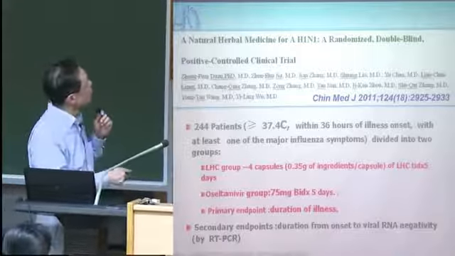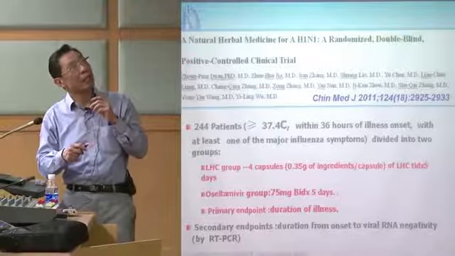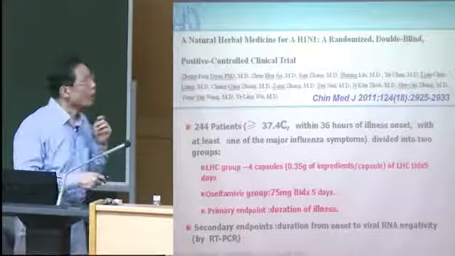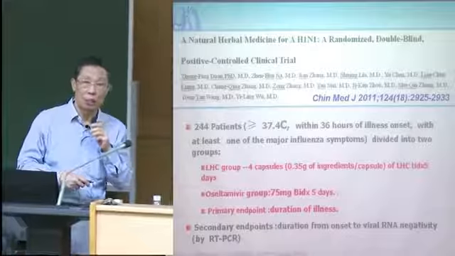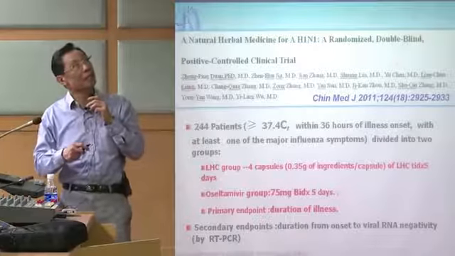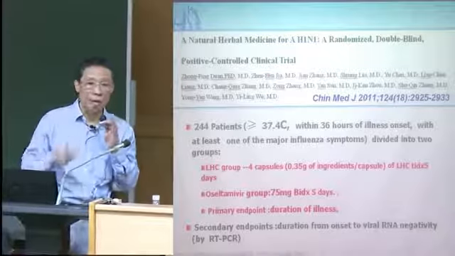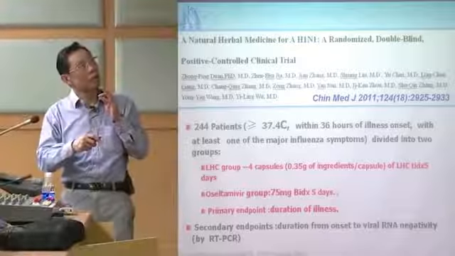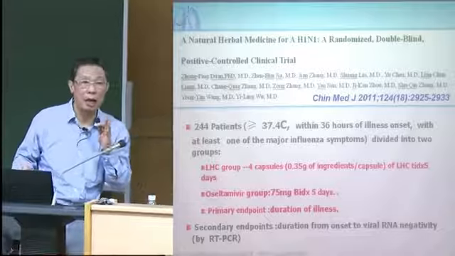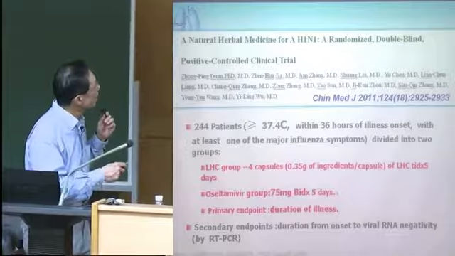For example, this one, a natural herbal medicine for the management of H1N1, 新甲流, and see if it is working or not. So that's a double-blind positive control clinical trial. What's the control? It's not placebo control. The positive control is by using oseltamivir. Everybody knows that oseltamivir is very effective in the management of H1N1.